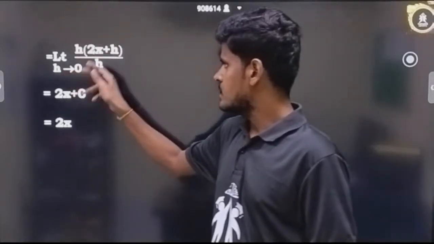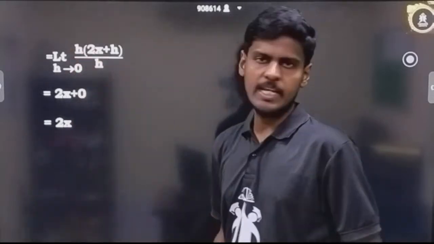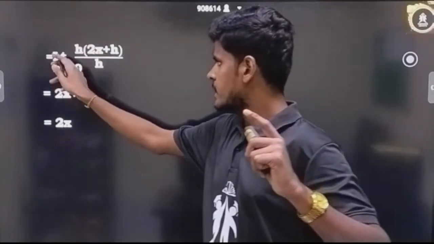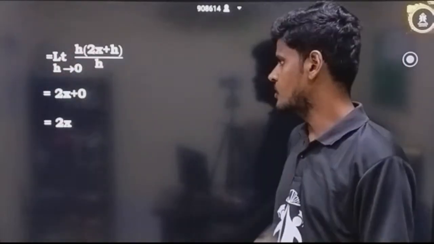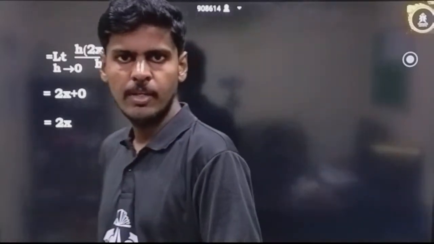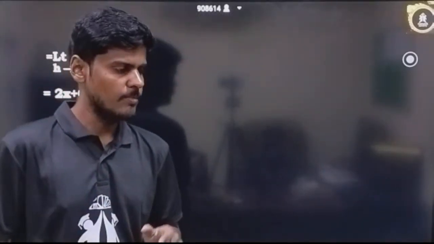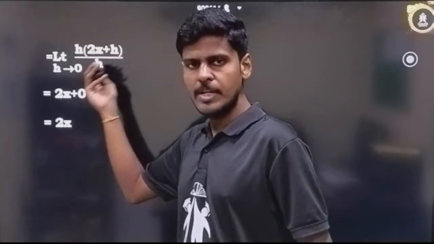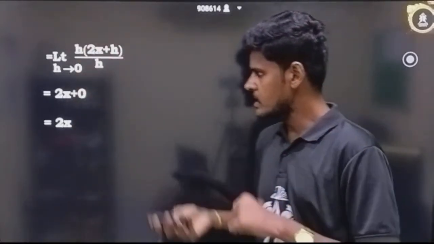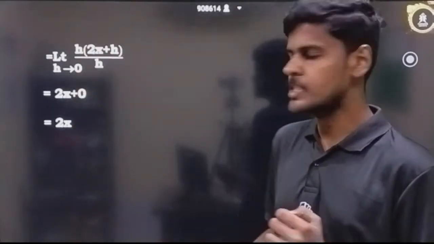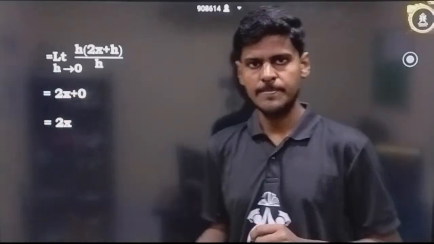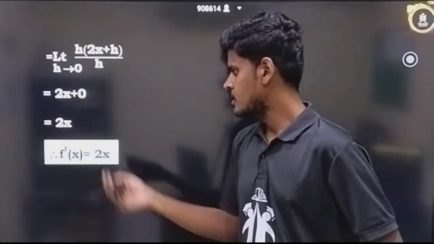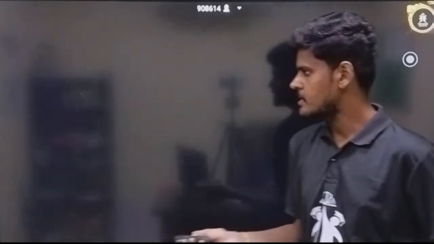So when we apply this limit, this h will also vanish. Why is that? Because it is a limit of h tends to 0. h is actually not 0. It is very very close to 0. So we can cancel out this h. Remaining we will have 2x plus h. And when we substitute h equal to 0, then this value will be very close to 2x. So what is the derivative of x square? That is 2x. This is the proof for this. So f dash of x is equal to 2x.